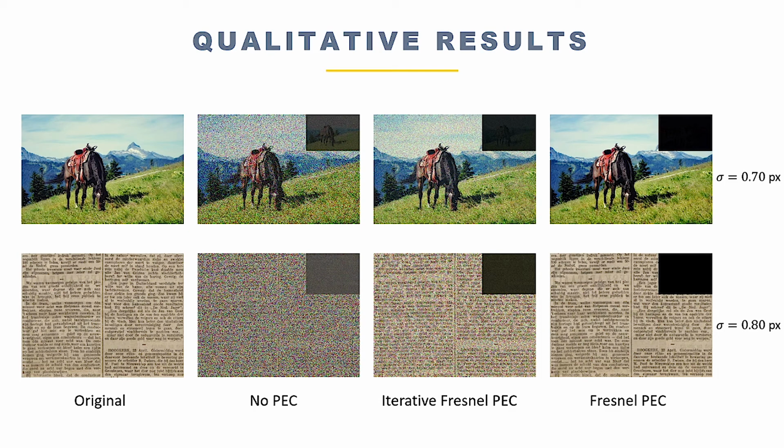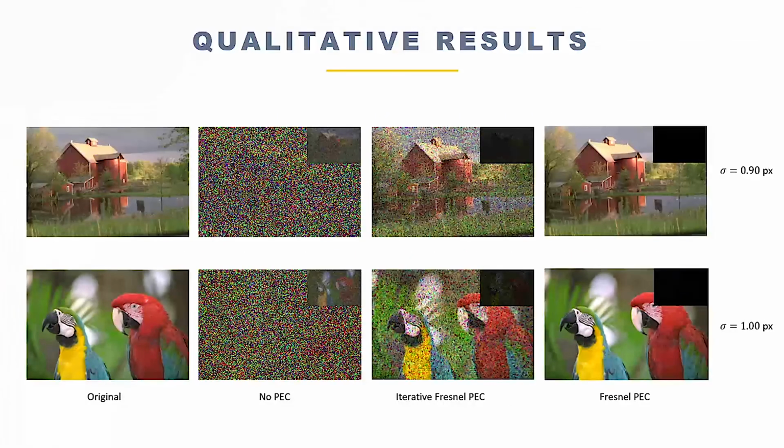We show the qualitative results of the case without PEC, the IFPEC, and the FPEC methods at proximity effect level sigma equal to 0.7, 0.8, 0.9, and 1 pixel. The error masks are shown as inset in the top right. Without PEC, the image gets completely overwhelmed by noise at high proximity effect levels. The FPEC is much more efficient than the IFPEC in correcting the proximity effect and is able to restore the images close to the original.